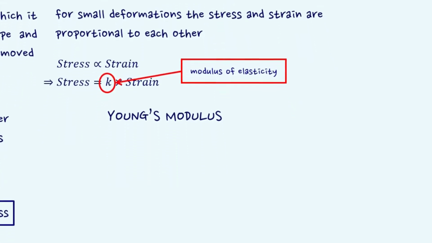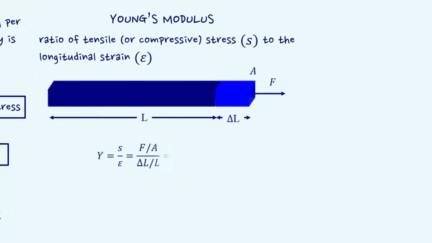First one is Young's modulus. It is defined as the ratio of tensile stress to longitudinal strain. Mathematically, it can be represented as capital Y equal to FL by A delta L.